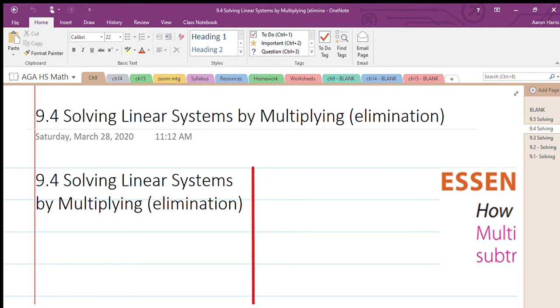So today we're going to do 9-4, solving linear systems by multiplying. Essentially, this is the elimination system. We just want to make sure that we still eliminate what? One variable, the x or the y.